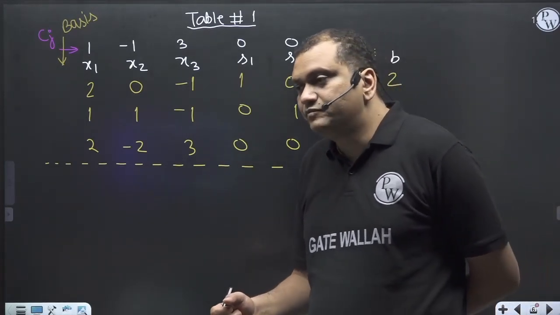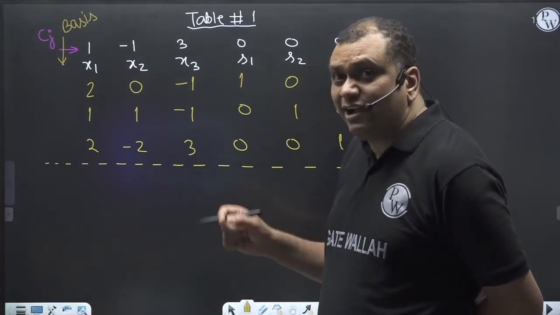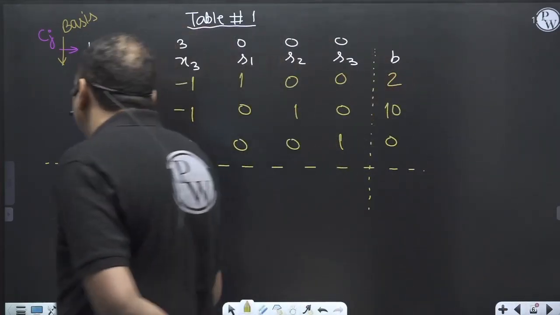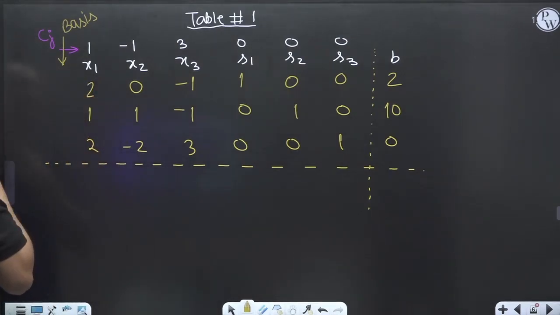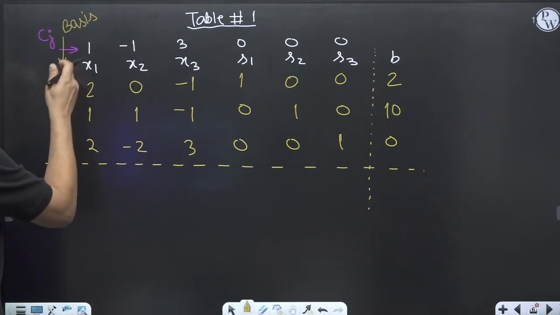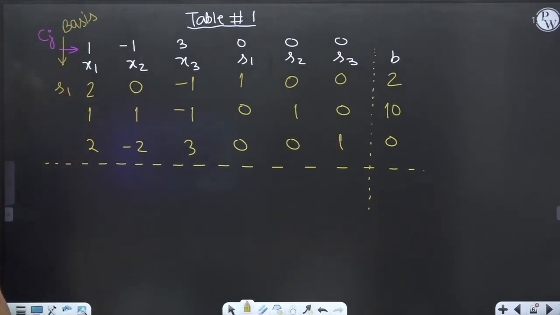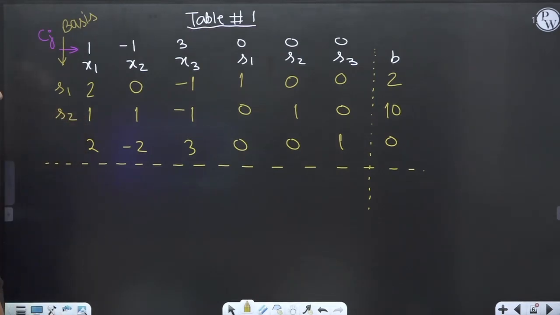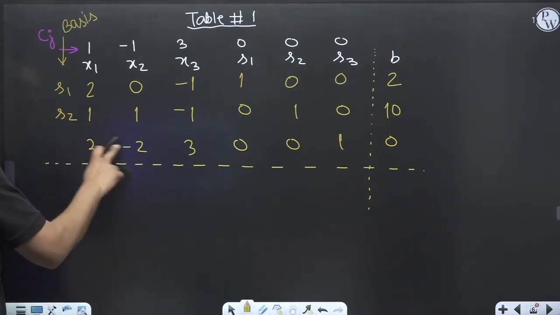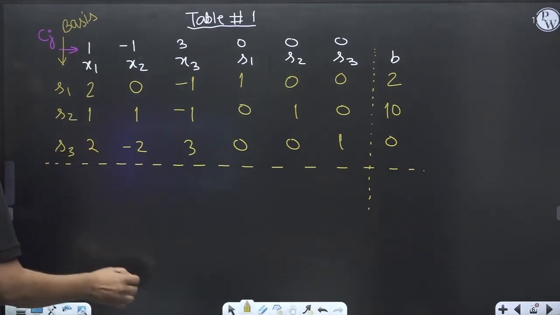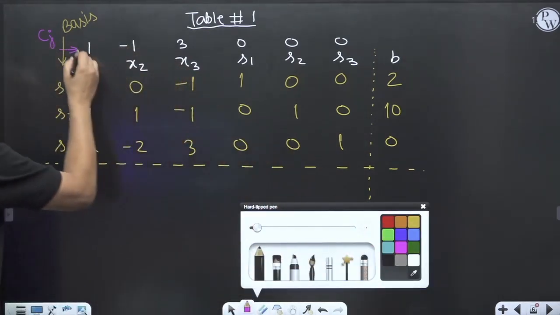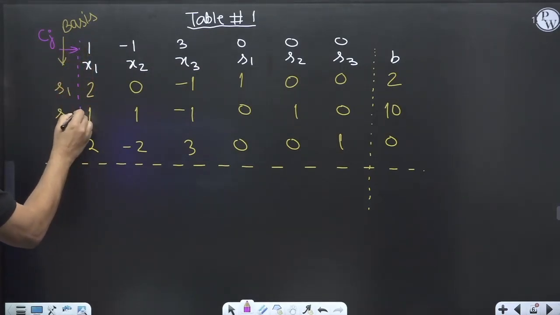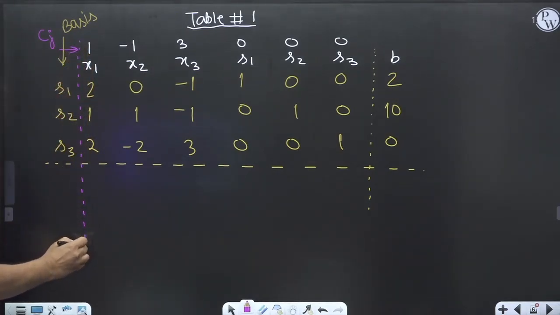Always remember, initially slack variables enter into the basis. So in the first constraint, what is the slack variable? s1. So that will first enter into the basis. Now in the second constraint, s2 is the variable, so s2 will enter into the basis. And in the third constraint, s3 will enter into the basis. Bases are basically the initial solutions.